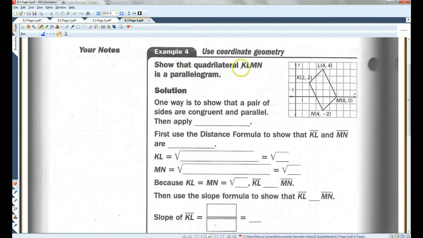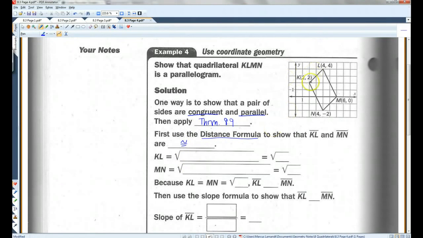Okay, show that quadrilateral KLMN is a parallelogram. Now, there are different ways you could do this. You could use the distance formula to find all 4 of these sides and then prove that opposite sides are congruent. For this example, we're going to show that one pair of sides are congruent and parallel. And then after that, we will apply theorem 8.9. So first thing we have to do, we need to use the distance formula to show that the sides are congruent.